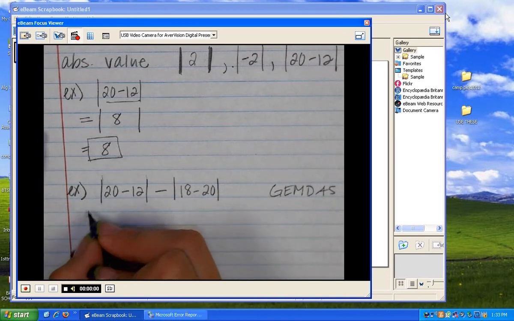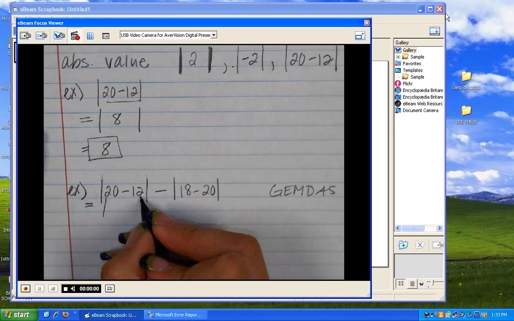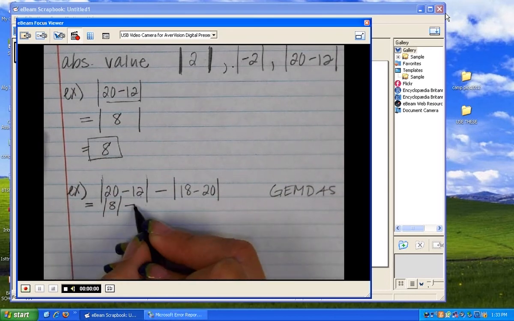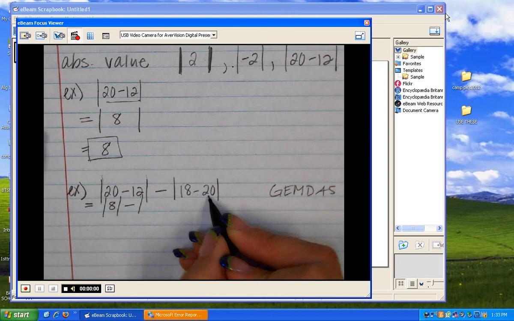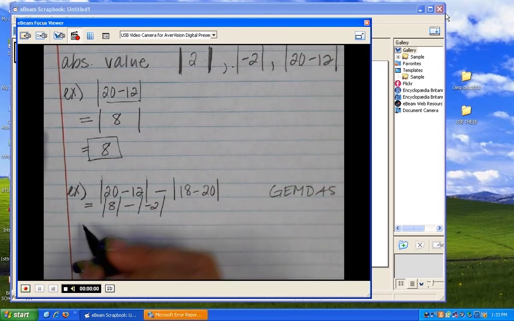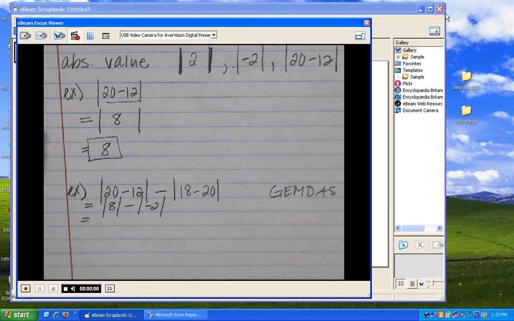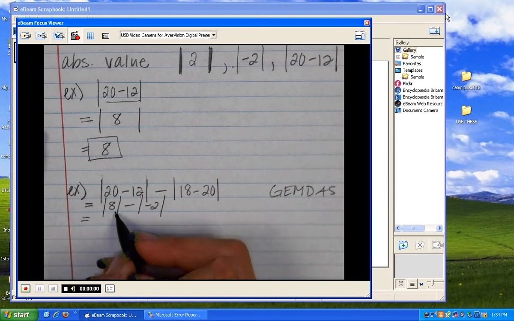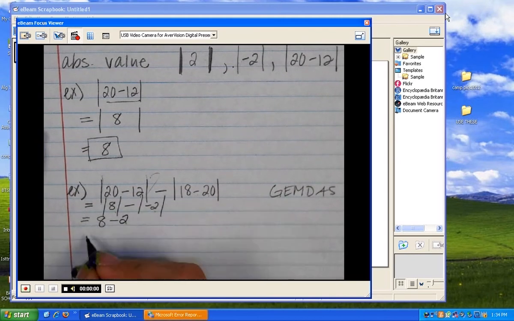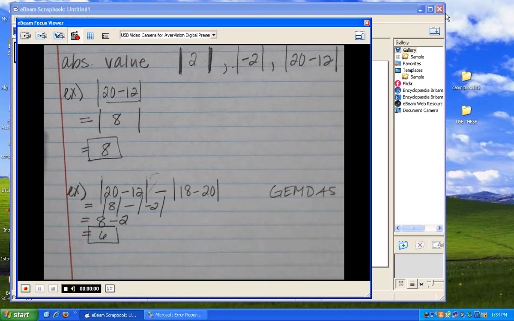So we're going to say equals, and 20 minus 12 is 8. We're leaving it inside the absolute value sign. Minus 18 minus 20 is negative 2. And again, we're leaving it in the absolute value signs. Now we take them out of the absolute value signs in order to be able to subtract them. So the absolute value of 8 is 8, minus the absolute value of negative 2, which is 2, and 8 minus 2 is 6. Okay? And it works the same way.